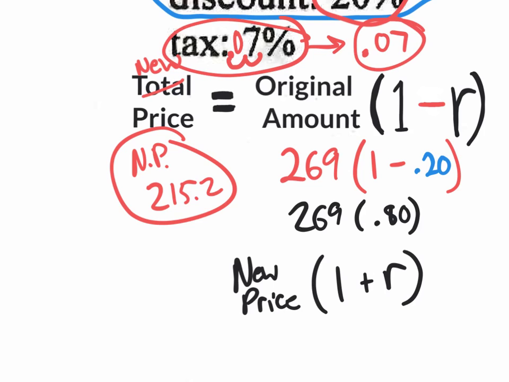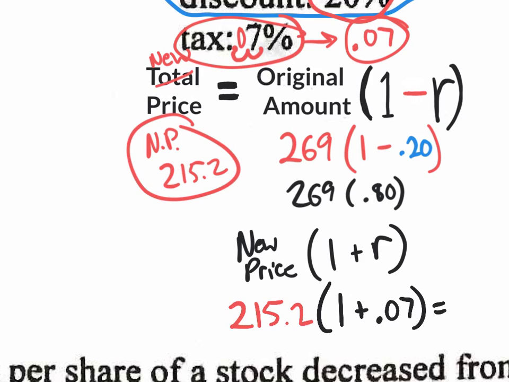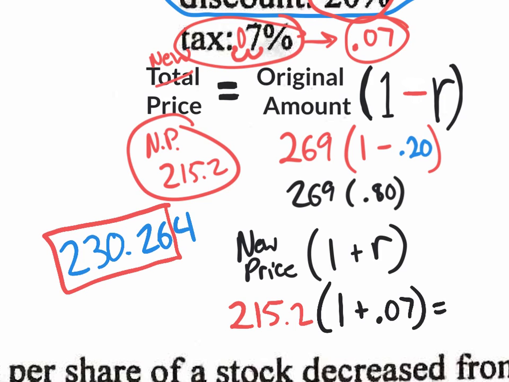So it's really 0.07. So your new price is 215.2, and you're going to multiply that by 1 plus the 7%, but as a decimal, that'll be a 0.07. And on the calculator, if you go 215.2 times 1.07, hit equal, it'll give you your final price of $230.264, which means that your final out-the-door price is $230.26. The 4 does not change the 6 to a 7.